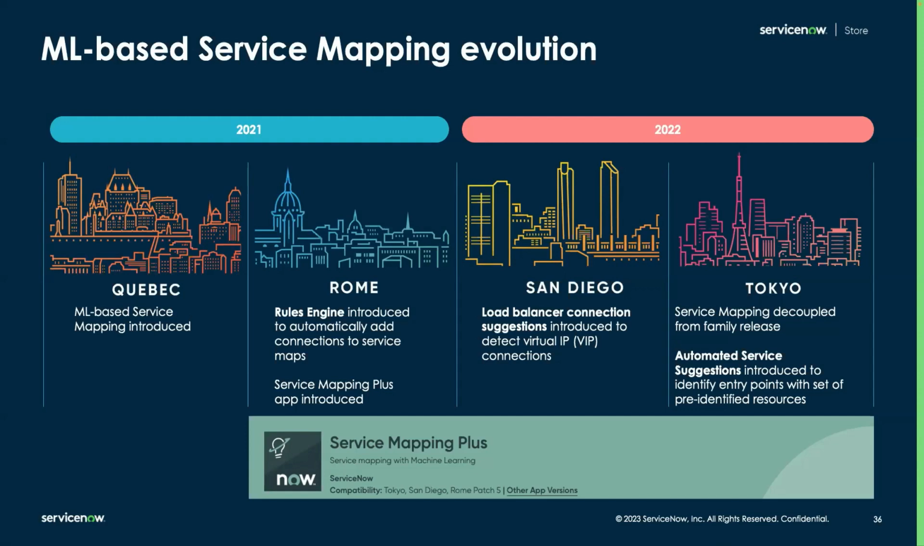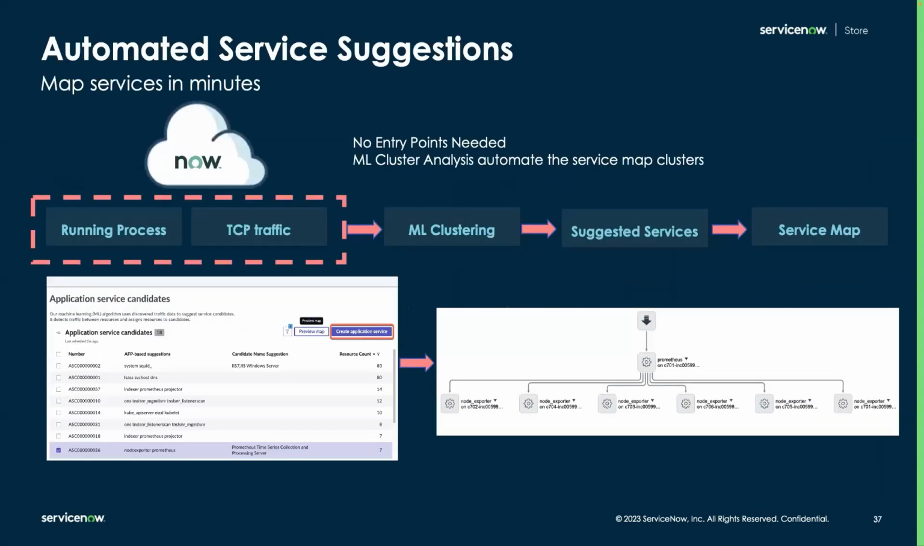Now in the Tokyo timeframe, we introduced something called automated service suggestions, where you can map your services in mere minutes. So we have that cluster data, right? That running process data, that TCP traffic data. We do the ML clustering. We suggest services, what you see there on the left of the screen. Those are application service candidates. With the click of a button, you can click on Create Application Service, fill in a couple of values, and then you can have a service mapped in minutes. We have webinars on all these topics that I'm talking about today. And later on, I'll show you where you can point to for those resources.